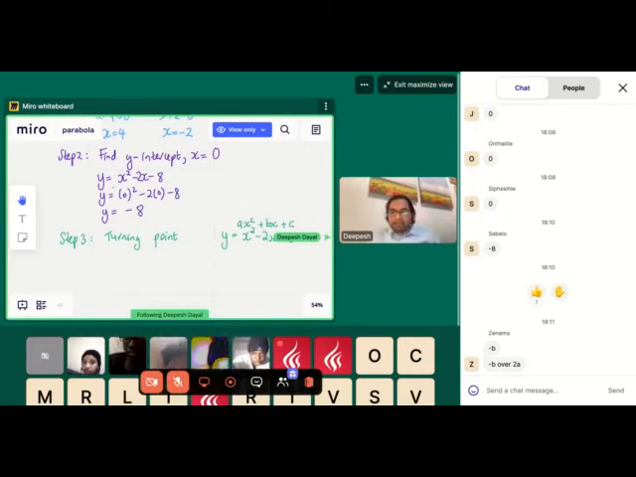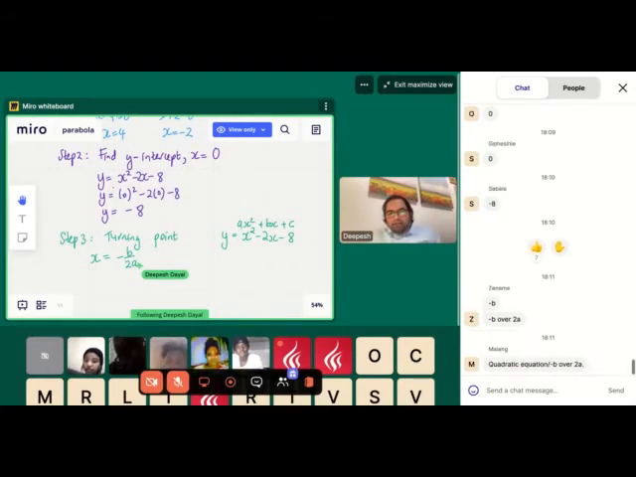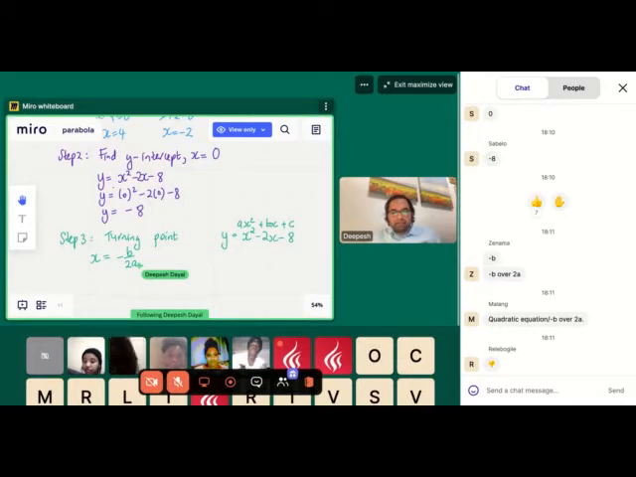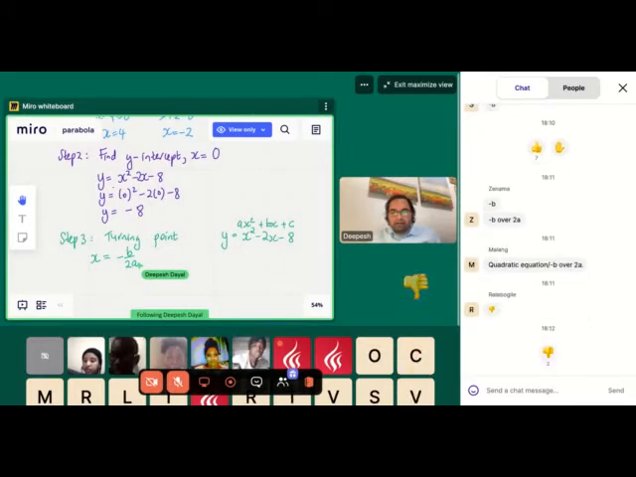Okay, Zanama, minus b over 2a. Well done. Yeah. So we've got the turning point to find x. It's minus b over 2a. Have any of you heard of this equation before to find the turning point? Minus b over 2a? Nope. Haven't heard of that. Okay. So x equals minus b over 2a, right?